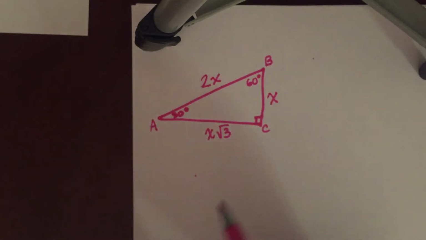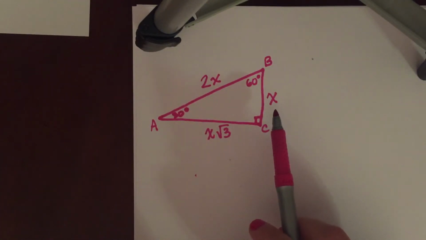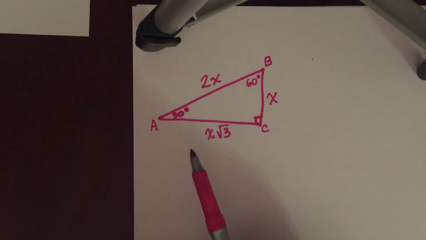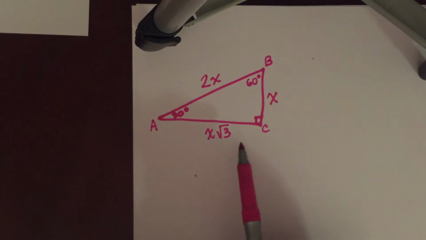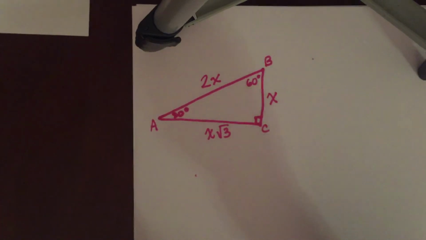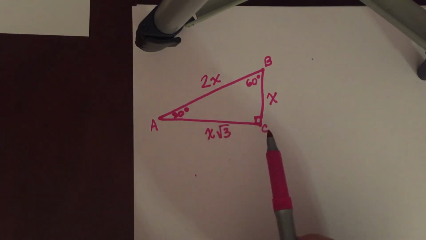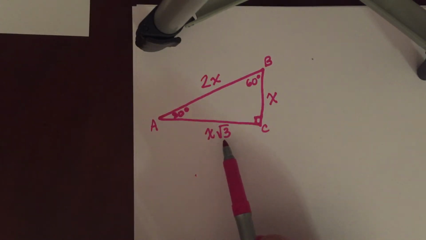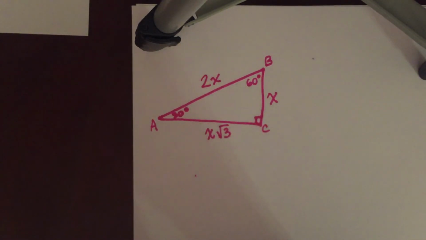And in this triangle, we have the shorter leg equal to x, the hypotenuse equal to 2x, and the longer leg is going to be x radical 3. And these values of x can be anything. It just means that the hypotenuse is always twice as long as the shorter leg, and the longer leg is radical 3 times as long as the shorter leg. These are just relationships between the sides if you have a 30, 60, 90 triangle.